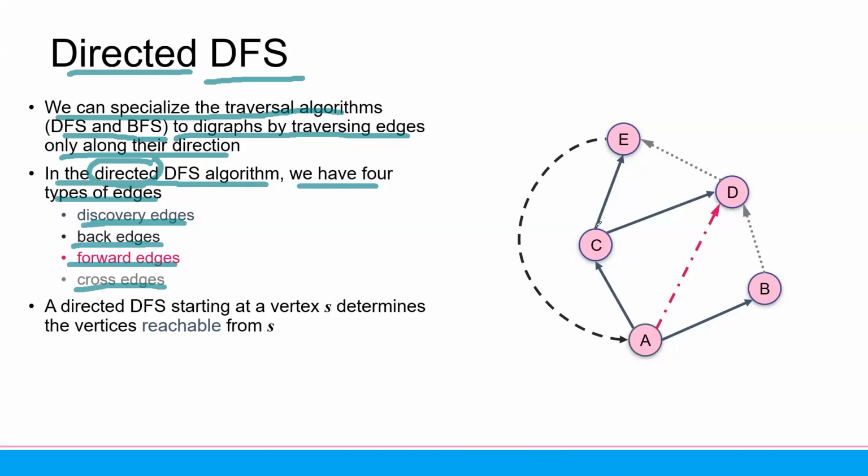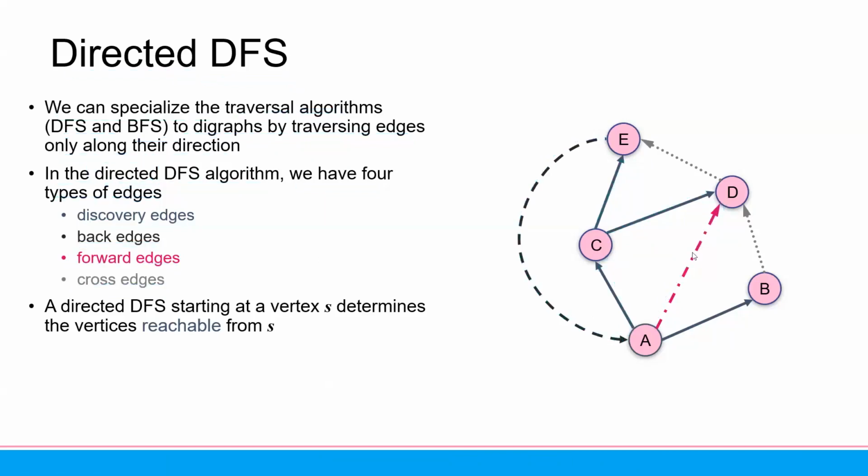So you can see this is discovery edges, discovery edges. This is discovery edges, and then back edges. This is back edges, and then forward edges. This is forward edges, and then we have the cross edges. Okay. So there are 4 types of edges if we are using the directed DFS.